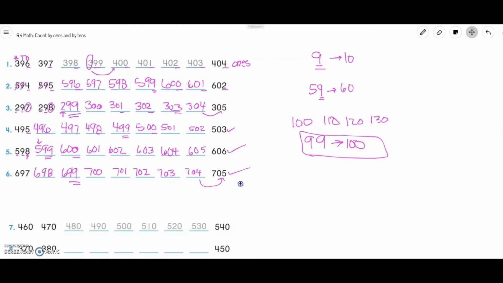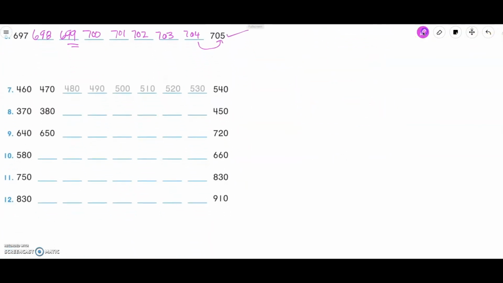Okay, so all of these we know went up by ones. So over here, again, this is your workbook page, so I'm taking this straight from our workbook. This time, we're going up by tens, okay? So this time, instead of looking for the 99 for the new 100, I'm looking for 90, okay? Because if I count by tens, 10, 20, 30, 40, 50, 60, 70, 80, 90, and then what comes after? What's the next 10?